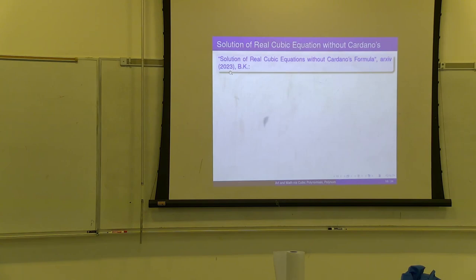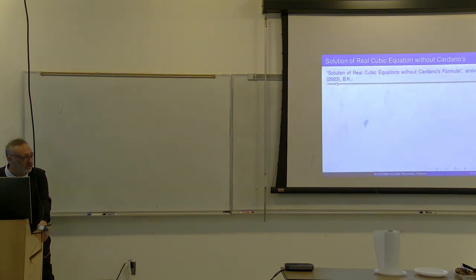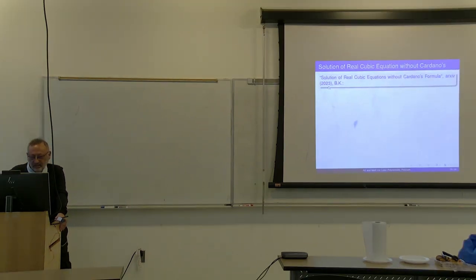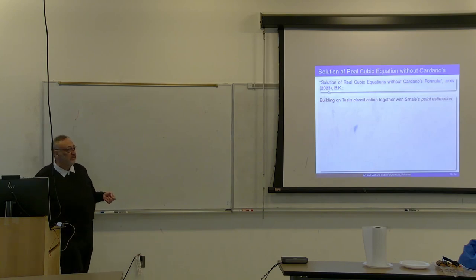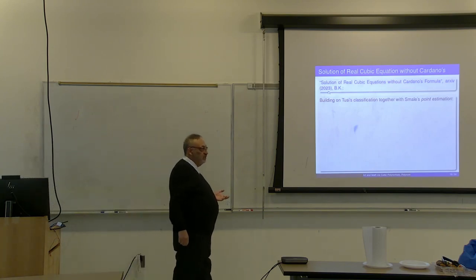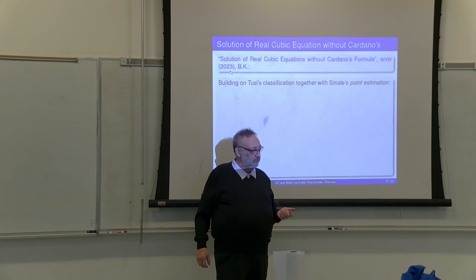Now, also, after I wrote this paper, in 2023, I gave a method for solving real cubic equations without Cardano. It's on arXiv, and it's hard to find journals that would be interested in cubic equations. Very strange. But actually, this paper builds on Tusi's classification together with Smale's point estimation. Stephen Smale is one of the most celebrated American mathematicians, right? He's won the Fields Medal and done very nice work on polynomials.